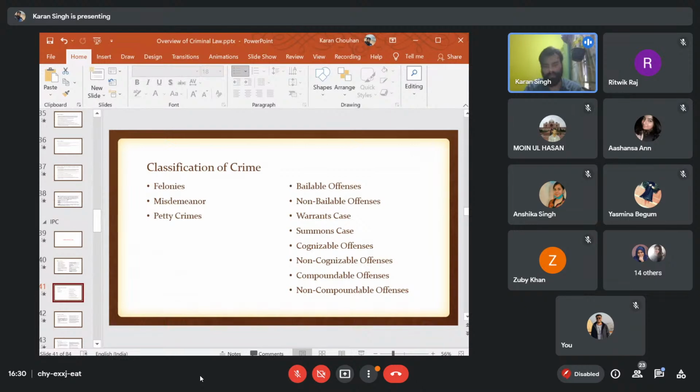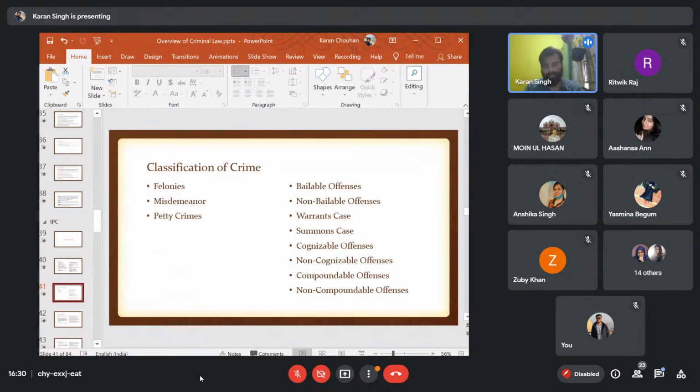Next are cognizable offenses and non-cognizable offenses. You can say this is the third category where we classify crimes. Cognizable offenses are those where the police on their own can take up the matter. For example, if police see someone murdering someone else, they can take cognizance of the matter and file an FIR.